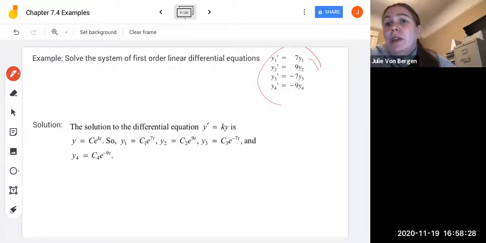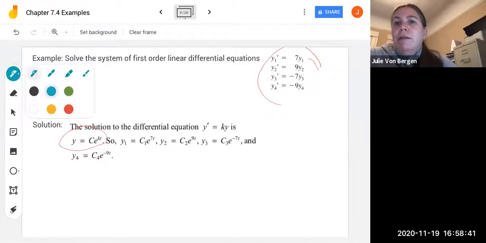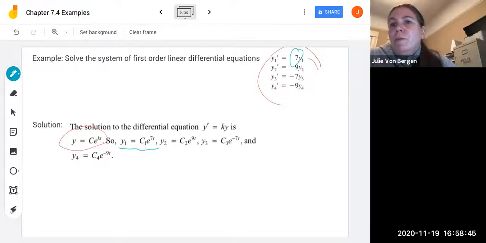So the solution is going to be, we know in this form, y equals c e to the kt. So then we just take our constants and plug those in for the k's. So y1 here is c1 e to the 7t because of the 7 here in that differential equation. Y2 is c2 e to the 9t because of the 9.